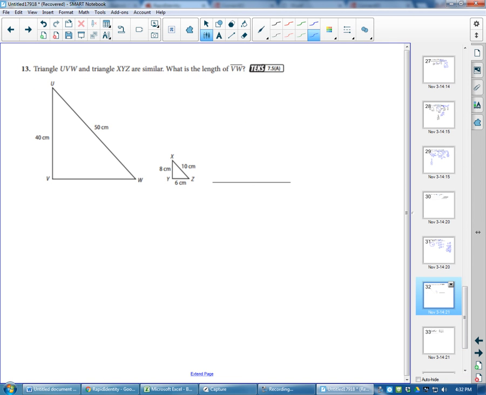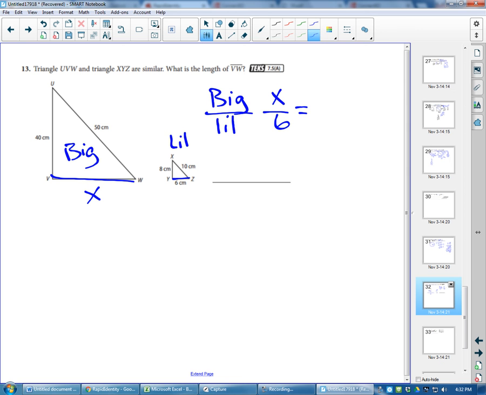Almost done. This one, they give you the picture, that's nice. What's the length of VW? So VW is this side here. So we can call that X. So we can say, if this is big and this is little, that could be our key. So we know that X has to be part of the proportion, right? And then X corresponds to 6.